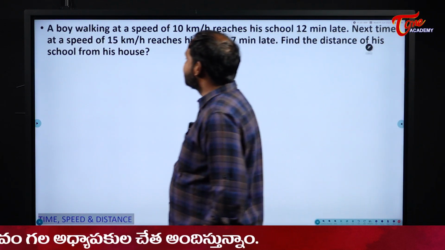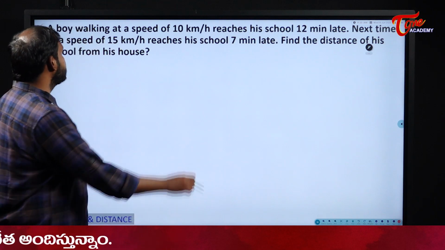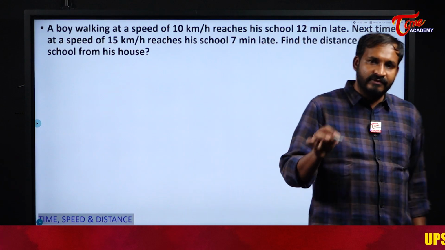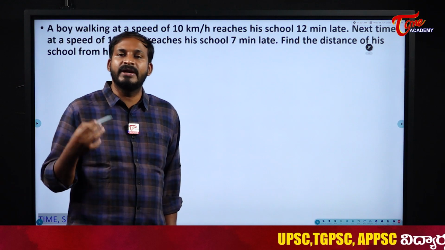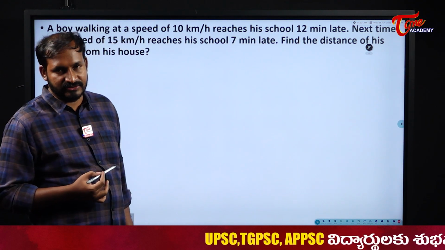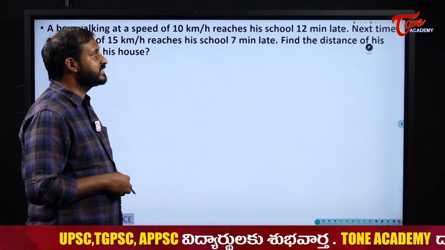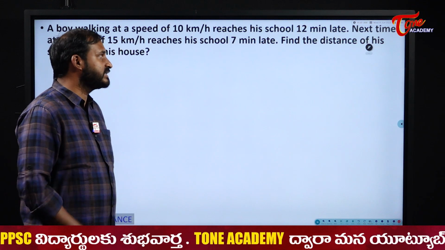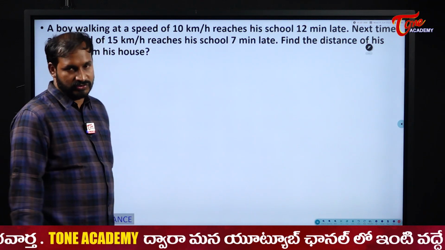A boy walking at a speed of 10 kmph reaches his school 12 minutes late. Okay, this is one of the interesting questions, students. For this model of questions, first we will see it with the concept and then later we will use a simple formula to get the answer. A boy walking at a speed of 10 kmph reaches his school 12 minutes late. Next time at a speed of 15 kmph he reaches his school 7 minutes late. Find the distance between the school and his house.